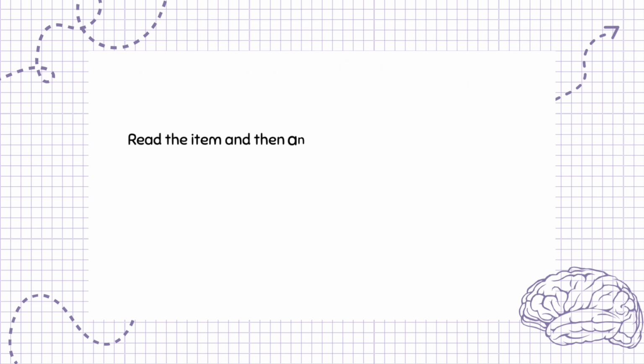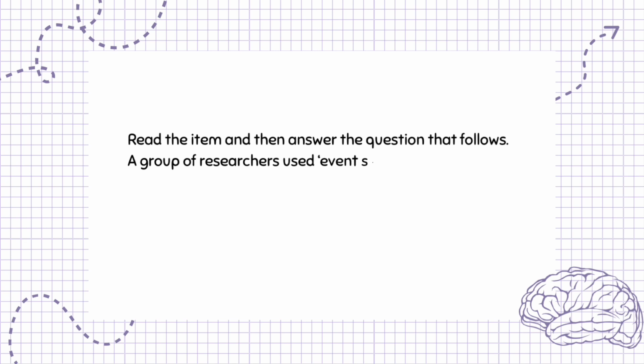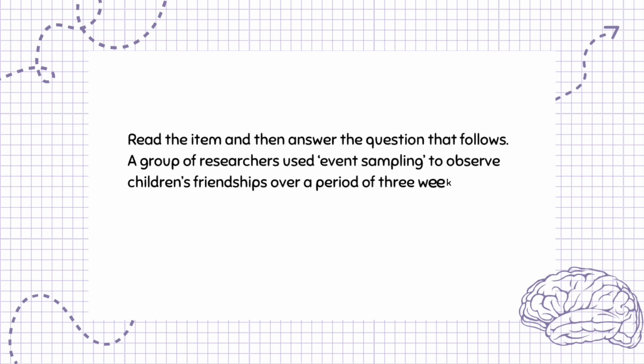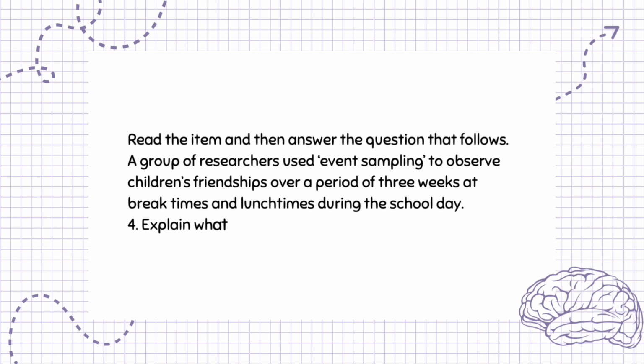Read the item and then answer the question that follows. A group of researchers used event sampling to observe children's friendships over a period of 3 weeks at break times and lunch times during the school day. Question 4. Explain what is meant by event sampling. 2 marks.